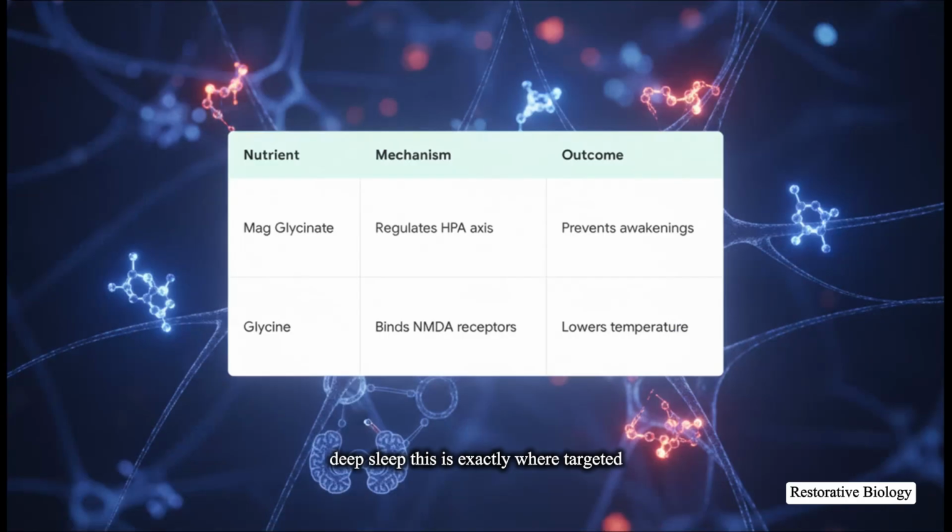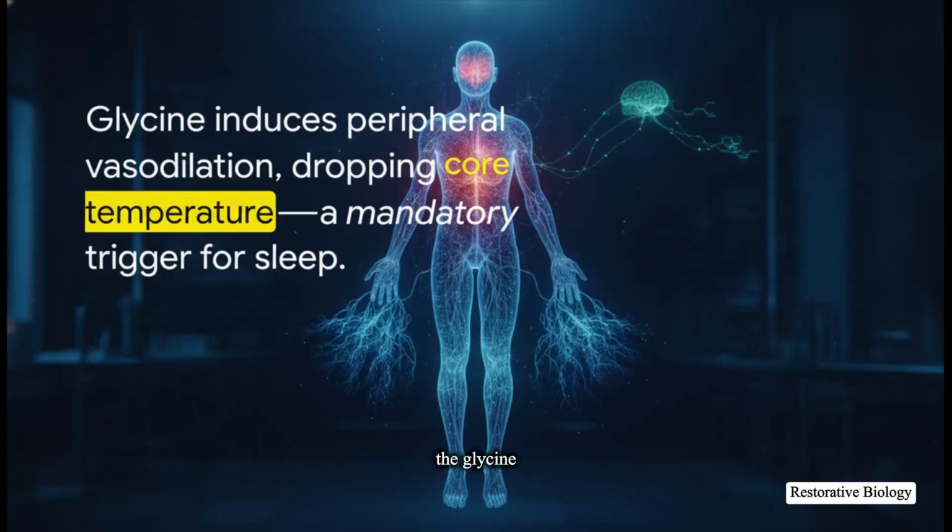This is exactly where targeted nutritional interventions become game-changing. Supplementing with highly bioavailable magnesium glycinate acts as a biological brake pedal on this system. It drastically improves HPA feedback and neutralizes those sleep-destroying cortisol spikes, which is absolutely huge for preventing those frustrating midnight awakenings.